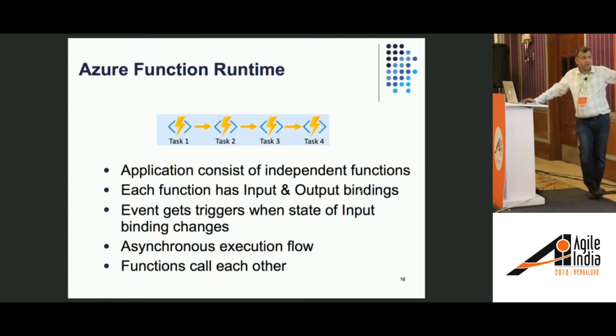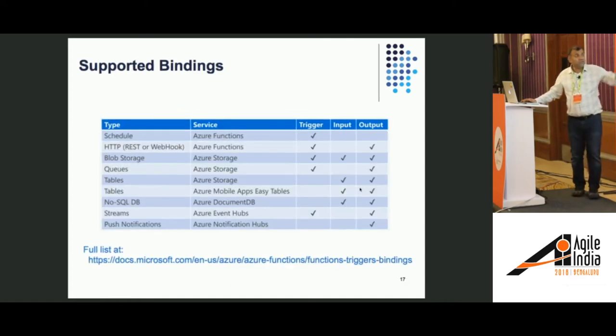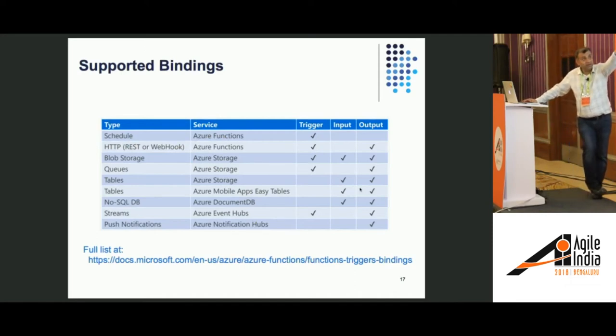And AWS Lambda might have a different constraint, but they'll operate in the same way. So these are the supported bindings, right? This is a full list. This is just a partial list. There are inputs and outputs.